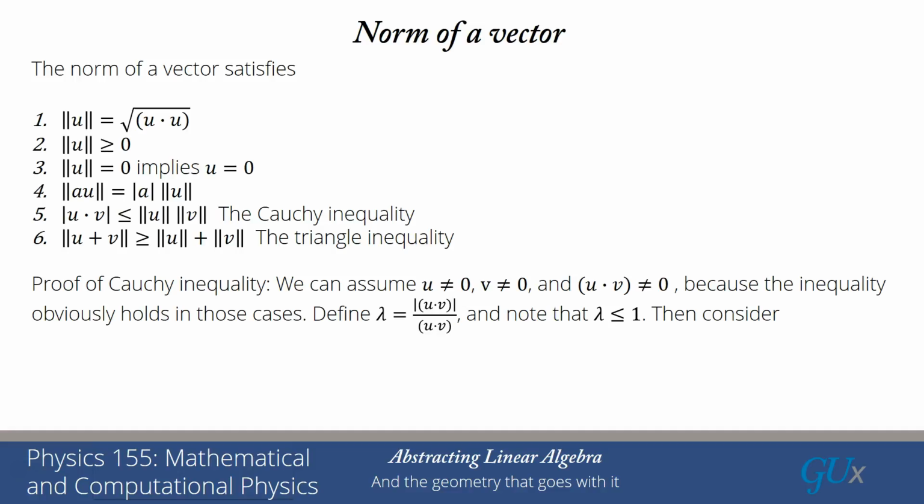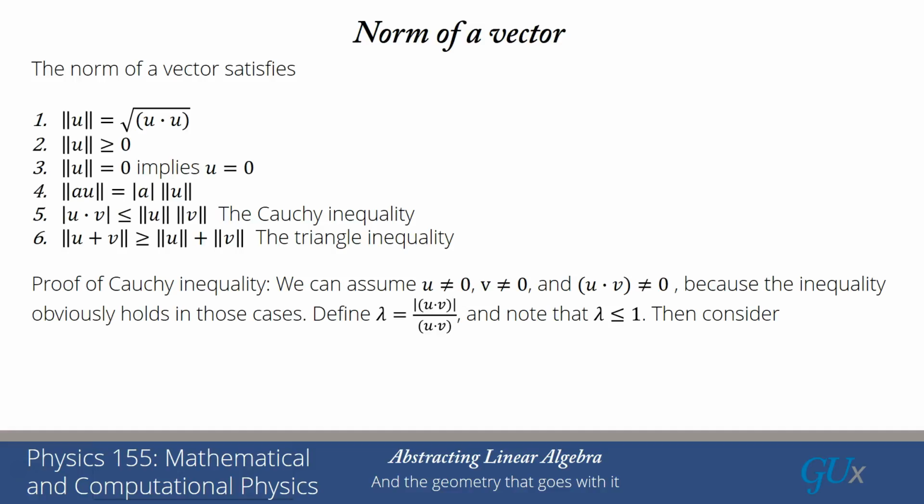So if those are not zero, then we can define lambda to be the absolute value of the scalar product of u with v divided by the scalar product of u with v. Now, this object is going to be less than or equal to 1.